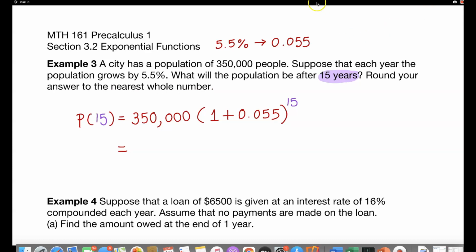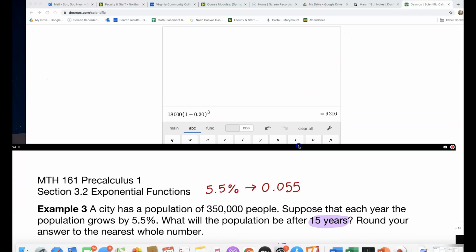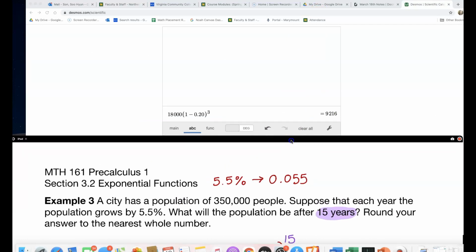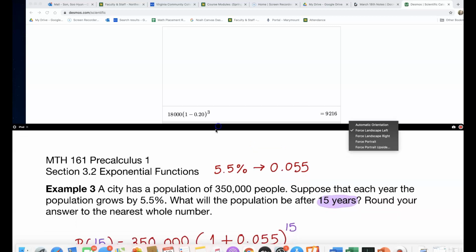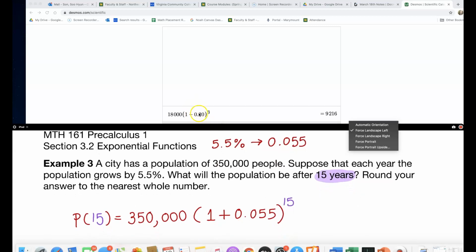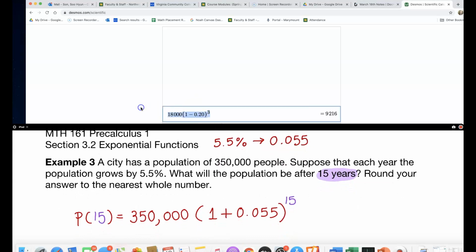So let me go to my calculator. Calculator over here. So let's type in what we set up, an exponential growth function. And you know exactly why I added it, because of the word grows by 5.5%. If it was going down, I would have subtracted that number. 350,000 times 1 plus 0.055, close the parenthesis, raise it to the 15th power for the 15 years.